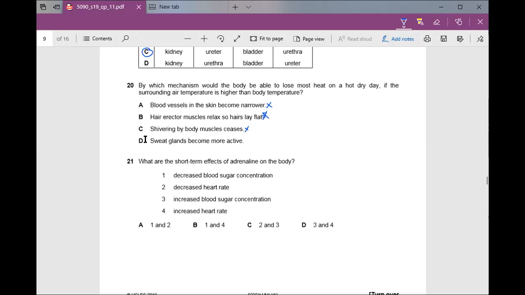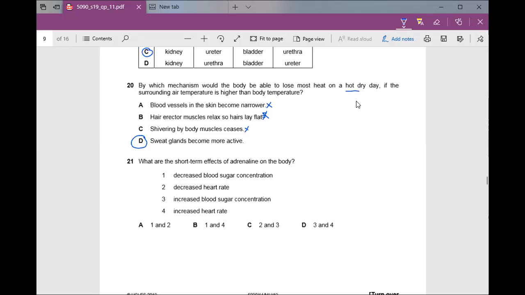Sweat glands become more active, so it means when body is releasing sweat, at that time it decreases the body temperature, it lost most heat, and the sweat is also the indication of hot dry weather.